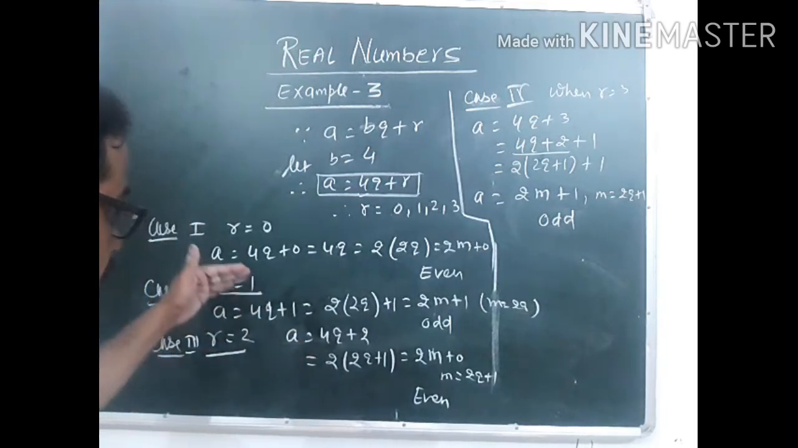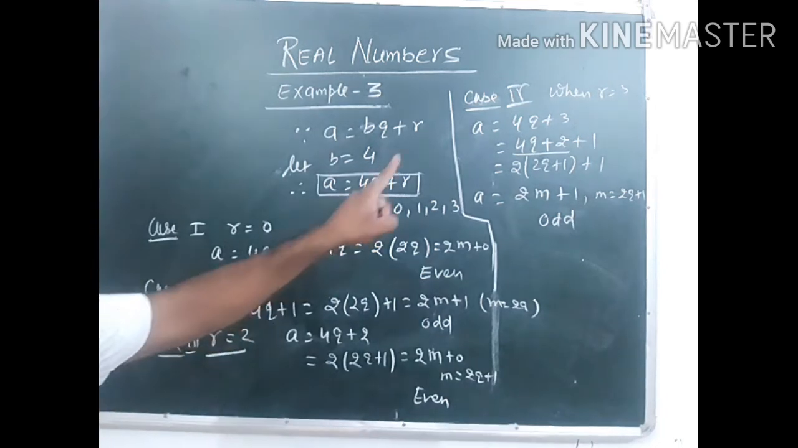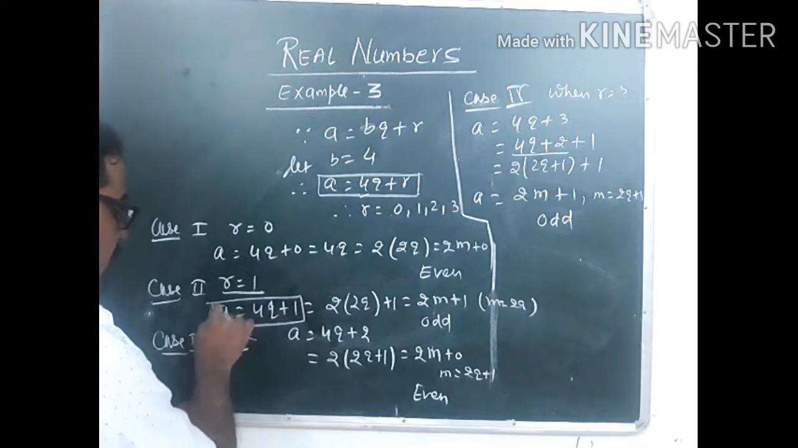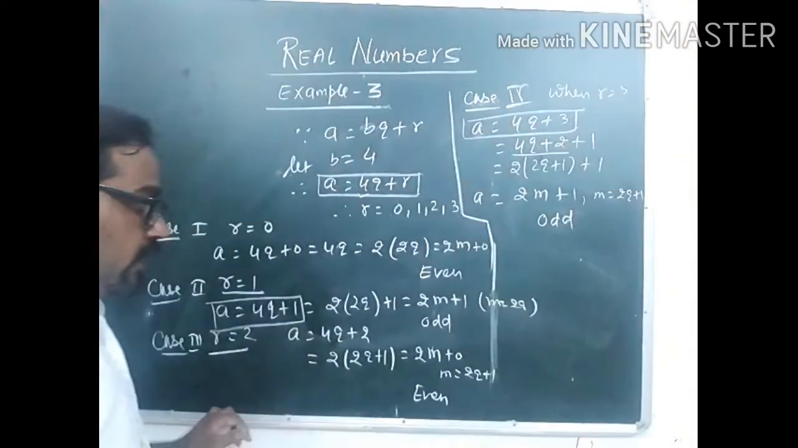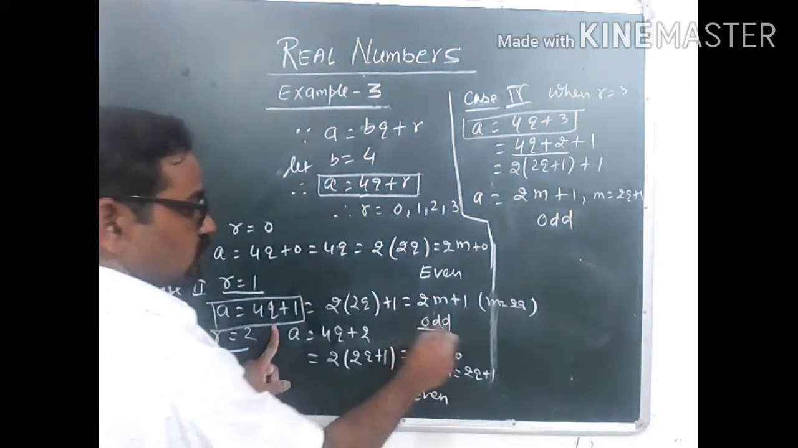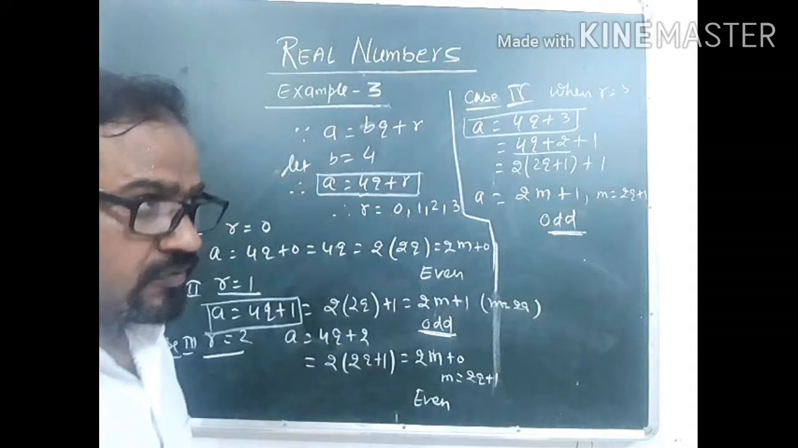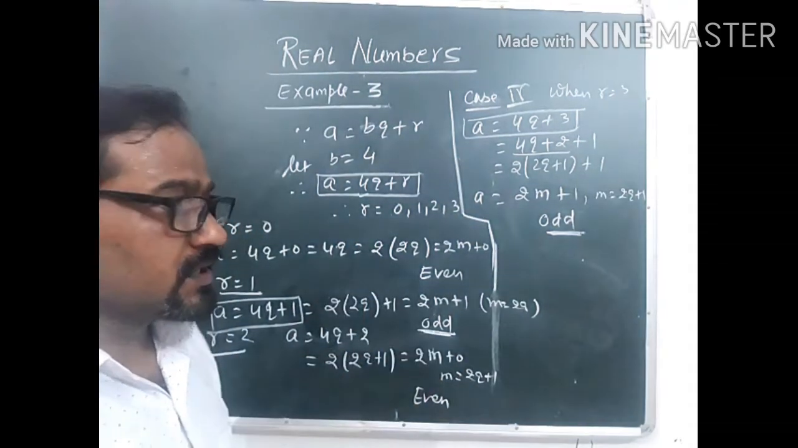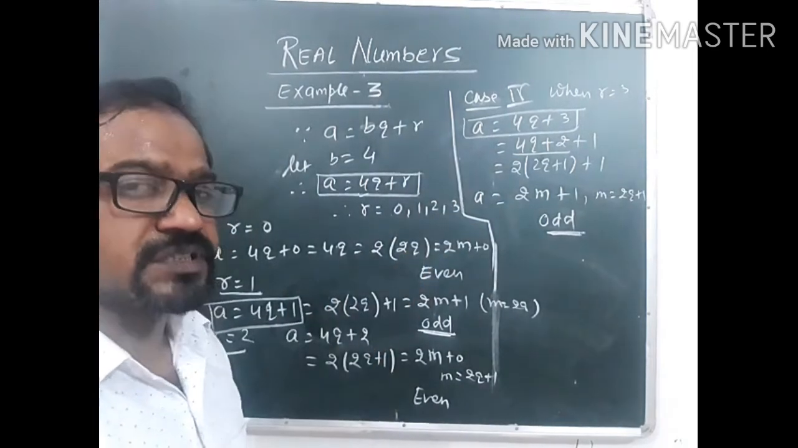So in the 4 cases, we get odd when r equals 1 and when r equals 3. It means 4q plus 1 and 4q plus 3 are odd integers. 4q plus 1 is odd and 4q plus 3 is also odd. Therefore, we proved that any positive odd integer is in the form of either 4q plus 1 or 4q plus 3.